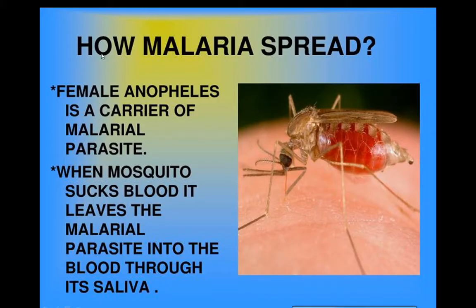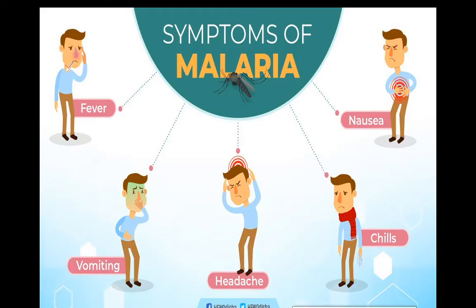Then we have learned how malaria spreads. So that spreads by this mosquito when this mosquito sucks blood and leaves the malarial parasite into our blood through its saliva. So that is the process by which that mosquito can spread malaria. Okay, and the last part of session 1, that is the symptoms of malaria.